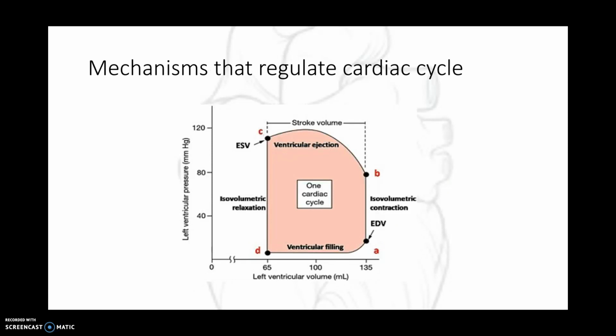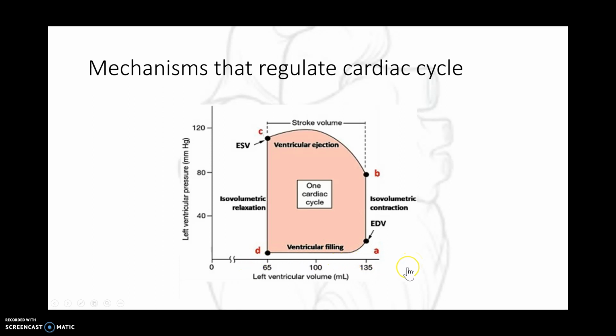Okay, so let's recap and go over this whole diagram right here and what it means with regards to ejection, filling, contraction, and all that within the heart. Let's start with D to A over here, down along the bottom. Volume is along the x-axis over here, and along the y-axis we have pressure. So from D to A, it's considered ventricular filling.